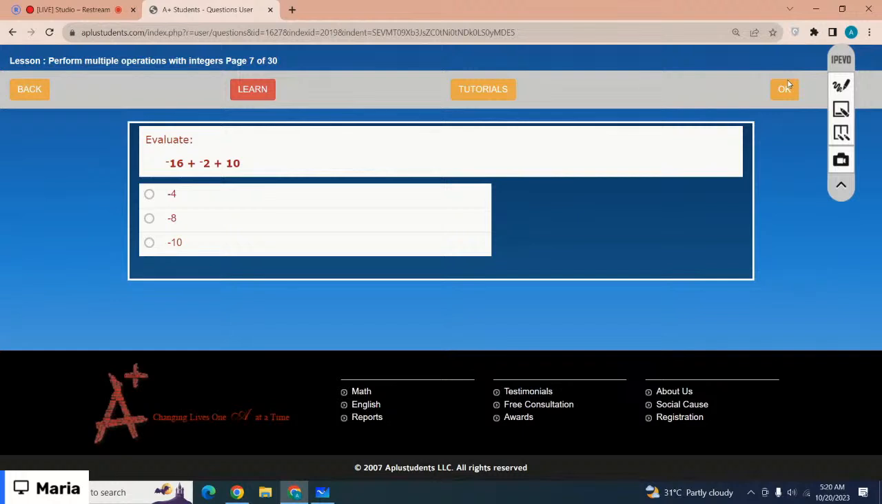Negative 16 and negative 2 is negative 18. And negative 18 plus 10 is negative 8. The correct option is negative 8.